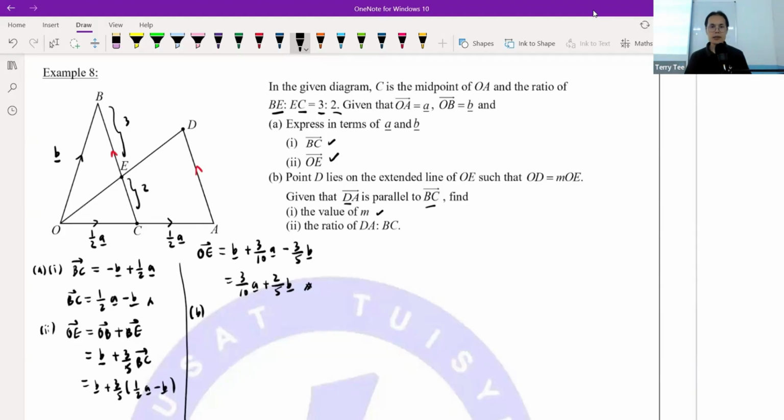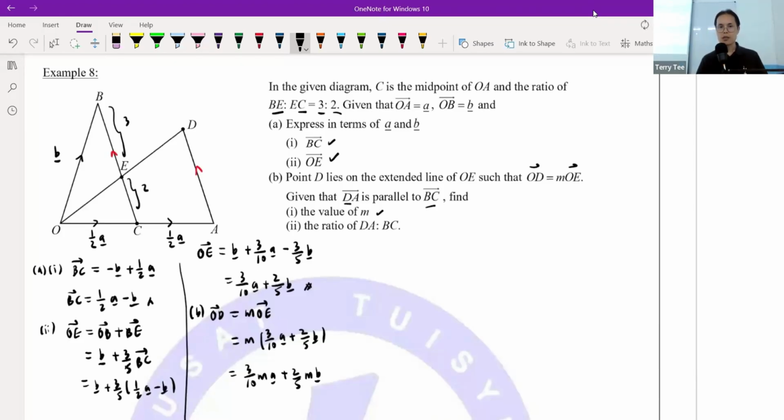Next, point D lies on the extended line of OE, such that OD is m times of OE. So OD is longer. OD is m times of OE. Do you know what's vector OE? Yes, I know. I can sub inside. OE is on top here. I sub in 3/10 a plus 2/5 b. Let us simplify this: 3/10 m a plus 2/5 m b.